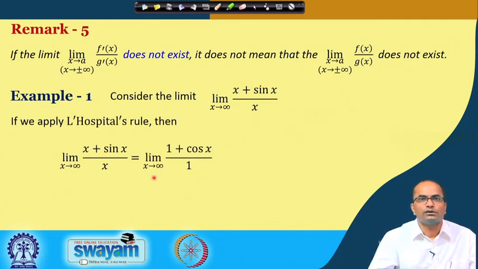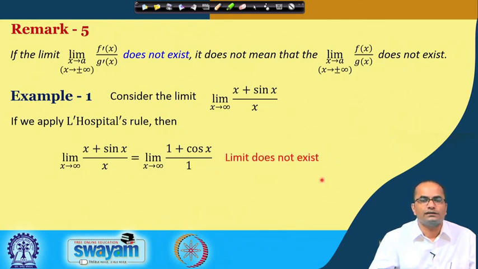In this case, if we simply apply the L'Hopital rule, what will happen? If we take the derivative of the numerator, 1 plus sin x will become 1 plus cos x, and the derivative of x is 1. So, here is the limit as x goes to infinity of 1 plus cos x. Since cos x when x goes to infinity is not defined, this limit of 1 plus cos x is not defined.